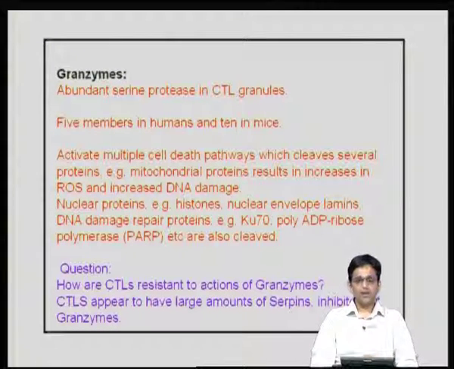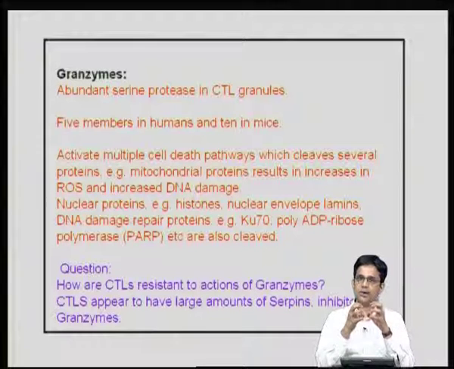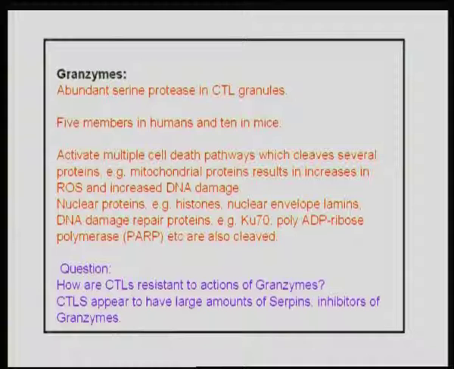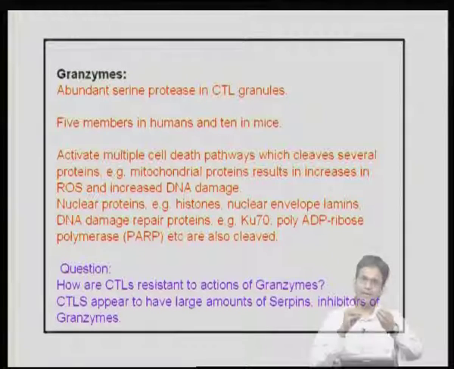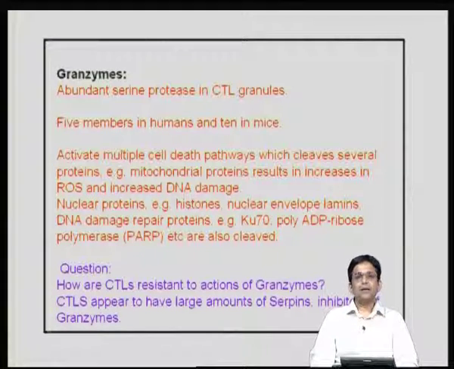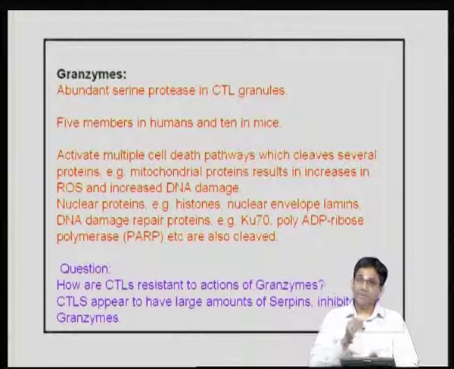One of the questions that I had is, these CTLs have all these granules which contain toxic material. How is it that these CTLs are able to resist the killing themselves? Certainly the contents of the granules kill target cells, but what about the CTLs themselves? It turns out that CTLs have large amounts of inhibitors of granzymes known as serpins, which inhibit the function of granzymes. So CTLs themselves are somewhat resistant to the action of granzymes, whereas target cells don't have high amounts of these serpins, and therefore once granzymes get into the target cell cytosol, they cause a great amount of damage leading to death.